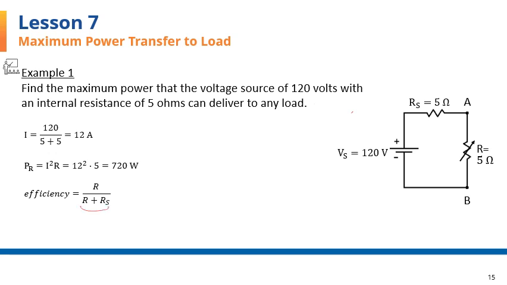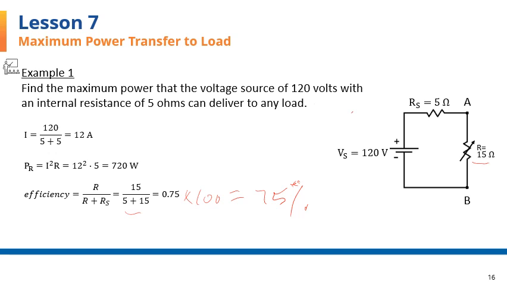For the circuit of this example, if R is increased to 15 ohms, efficiency is raised to 15 over 20 or 75%. You can see that here. Efficiency, if R were to be 15 ohms, is 15 over 20, which ends up at 0.75 times 100. That is 75%, so it's up from the 50% at the maximum power transfer.